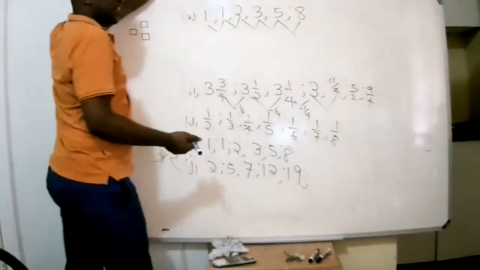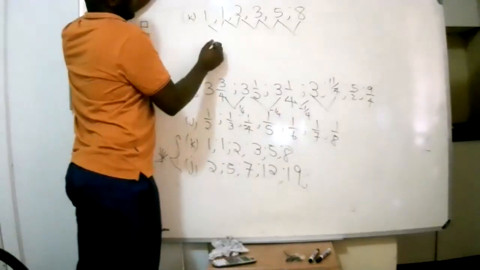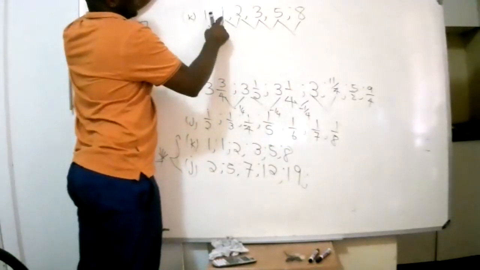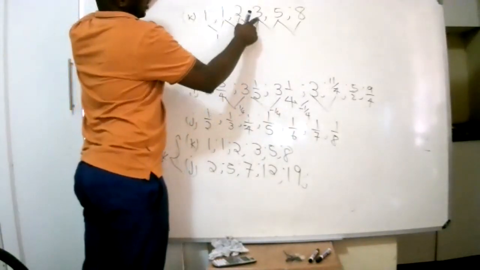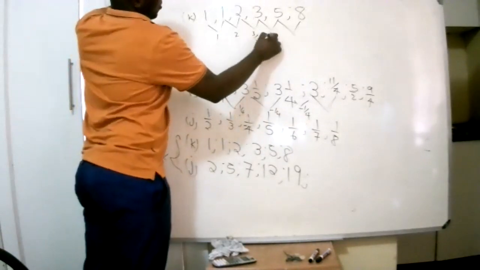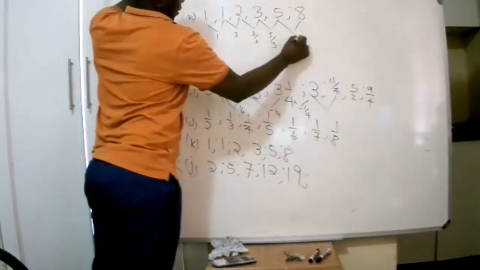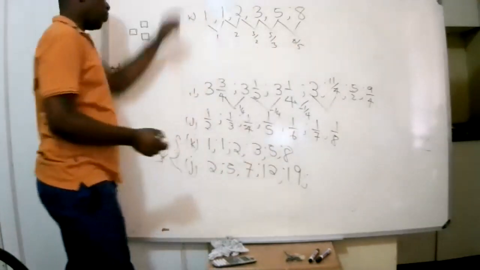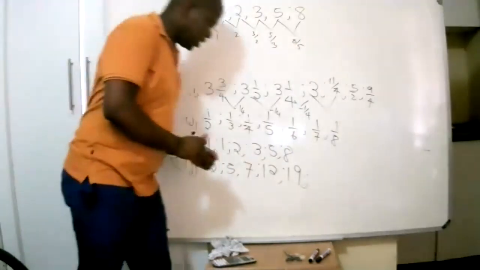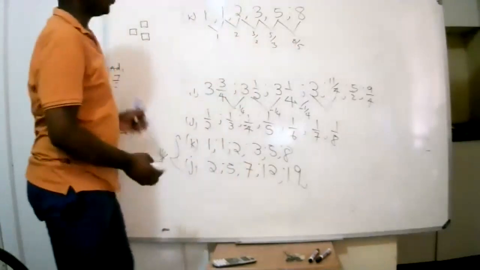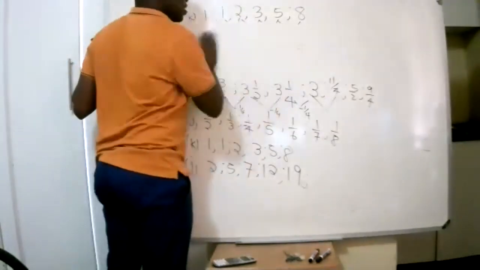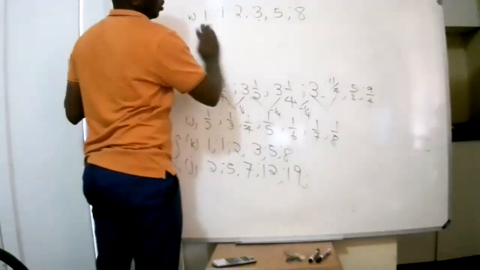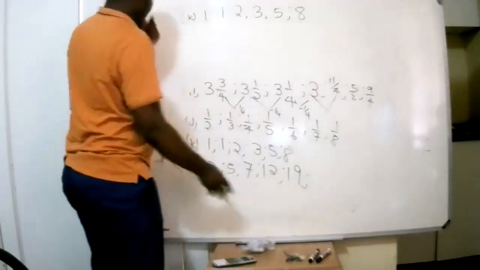Even by dividing, you are not going to get a pattern: 1 divided by 1 is 1, 2 divided by 1 is 2, 3 divided by 2 is 3 over 2, then 5 over 3, and then 8 over 5. There's no pattern even when you divide. So the question is, what are we supposed to do in that situation? This is what we're supposed to do. You must get me right on this one.